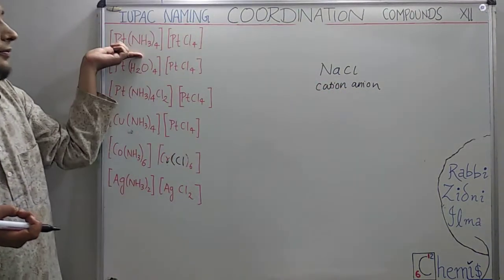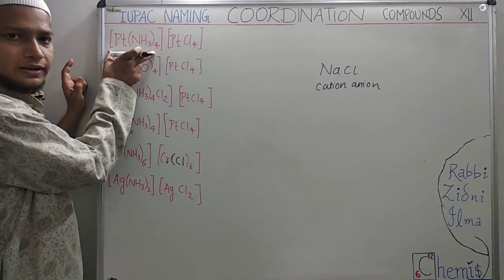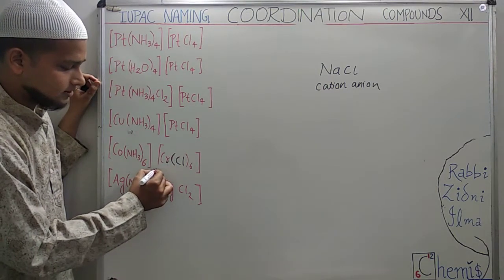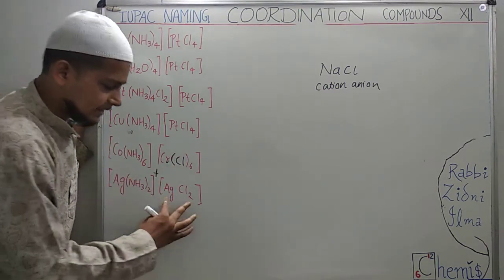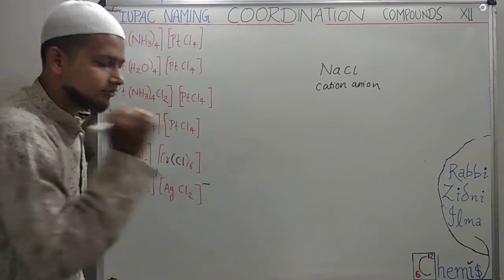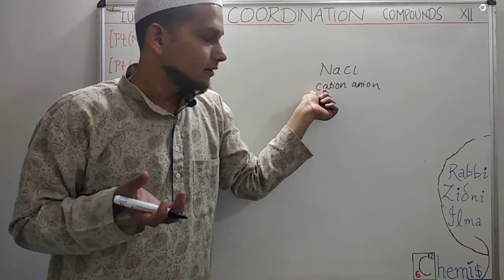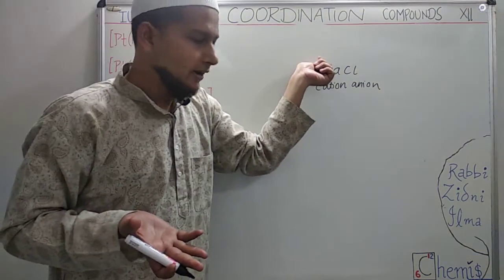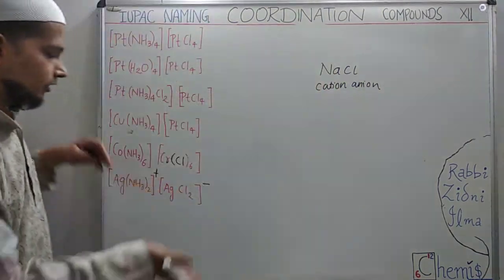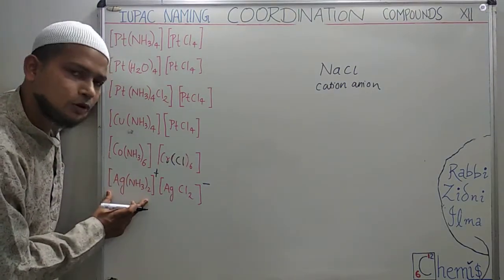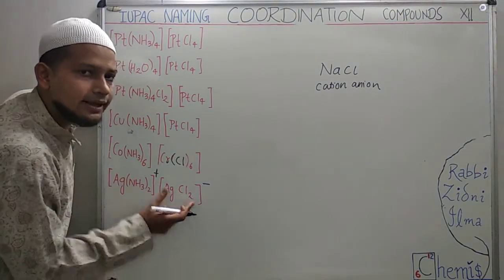Same goes here. The first coordination pair is positively charged, while the second coordination pair is negatively charged. So the confusion will not occur if you remember this: sodium chloride, cation, anion. And for the coordination compounds with multiple coordination pairs, the first one is positively charged, the second one is negatively charged.